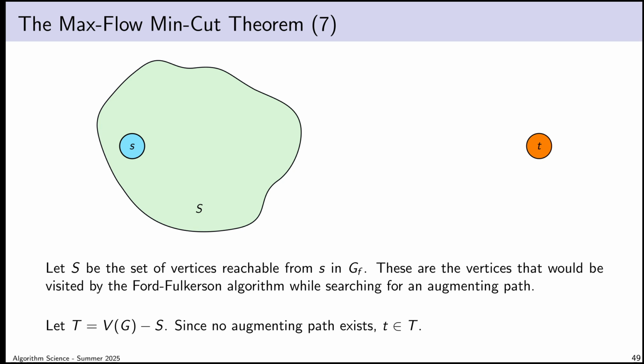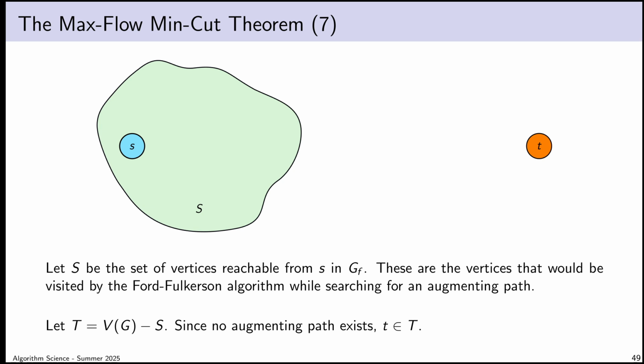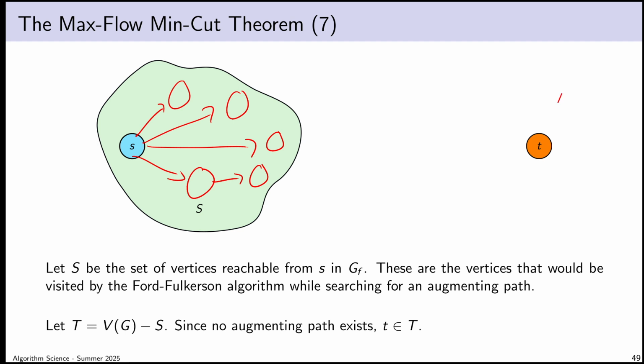All right, so there are no augmenting paths. That means if I do a traversal of the residual network G_F, starting at vertex S, the source vertex, there is no way that I'm going to reach vertex T, because if I could do that, I would have an augmenting path. Okay, fair enough. Let's do that traversal and figure out which vertices I can reach in my residual network. There are no augmenting paths, so I never get to vertex T, but I do reach some other vertices in the meantime. Let's call that collection of vertices, everything reachable from vertex S, the set uppercase S.